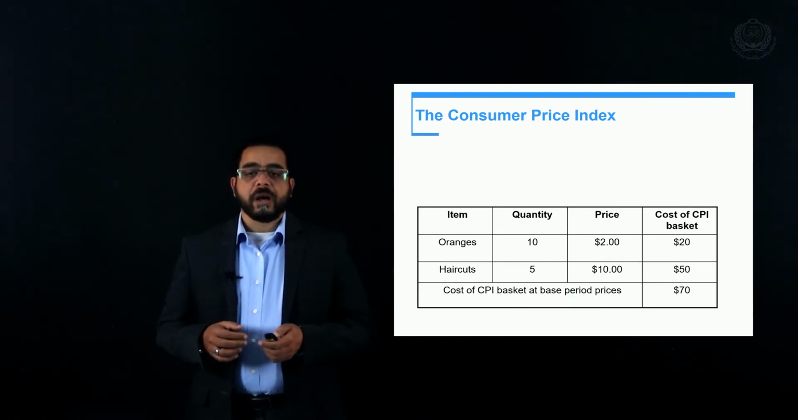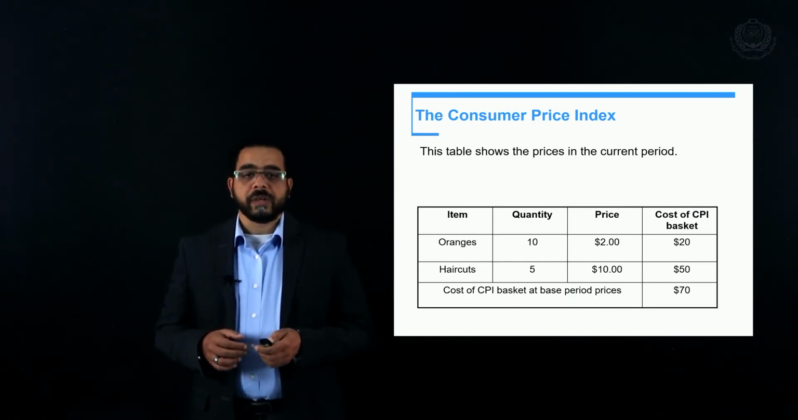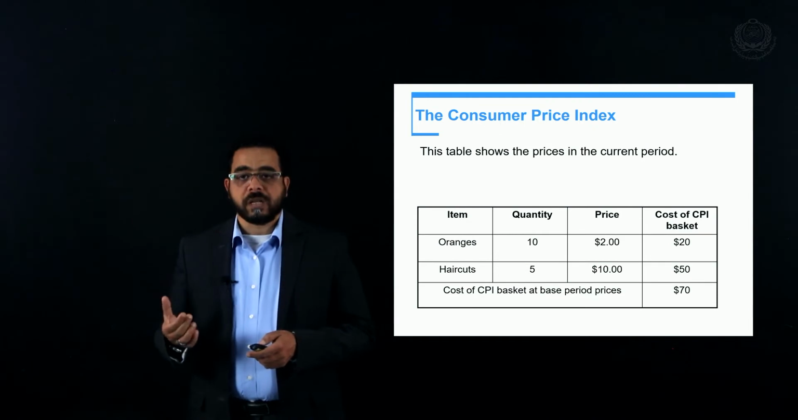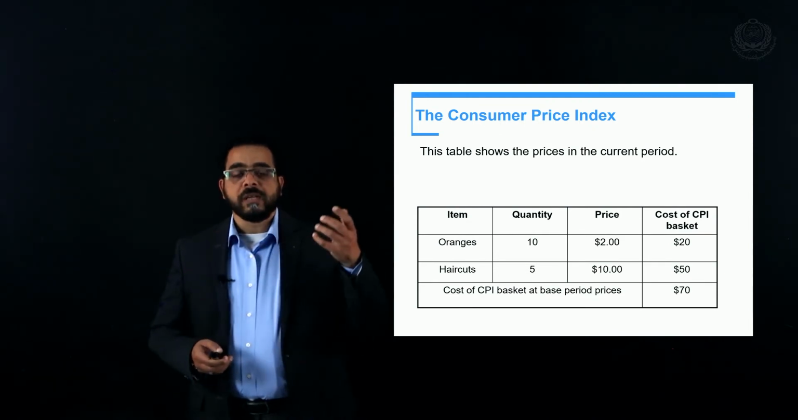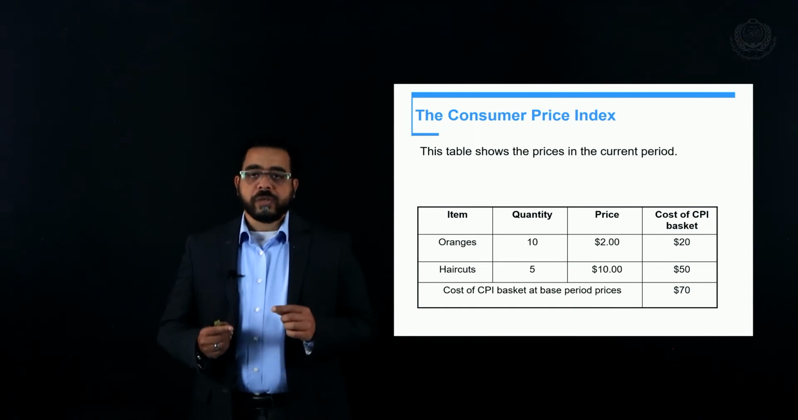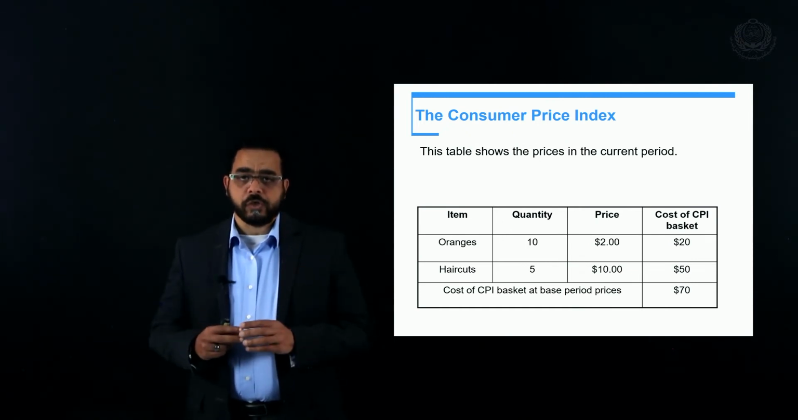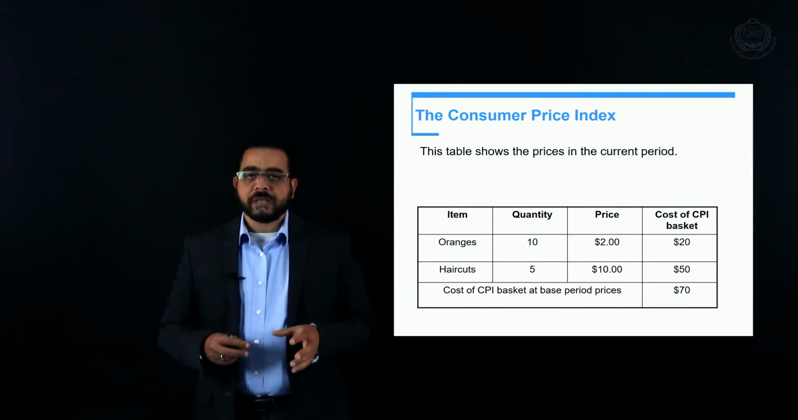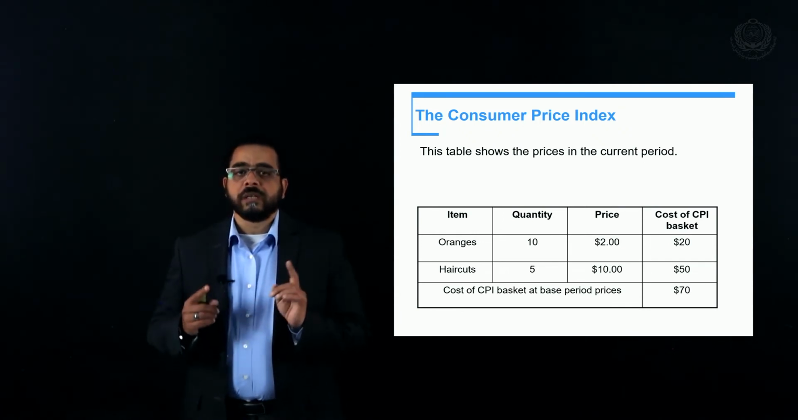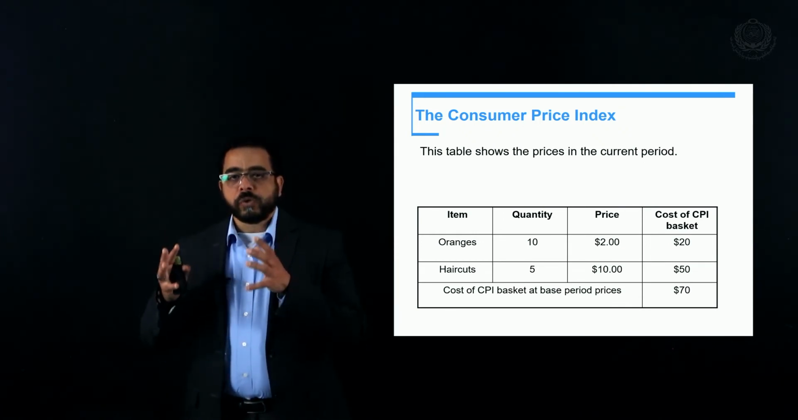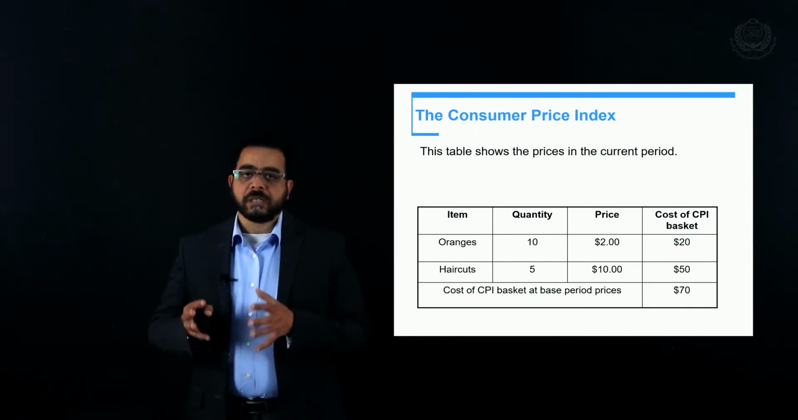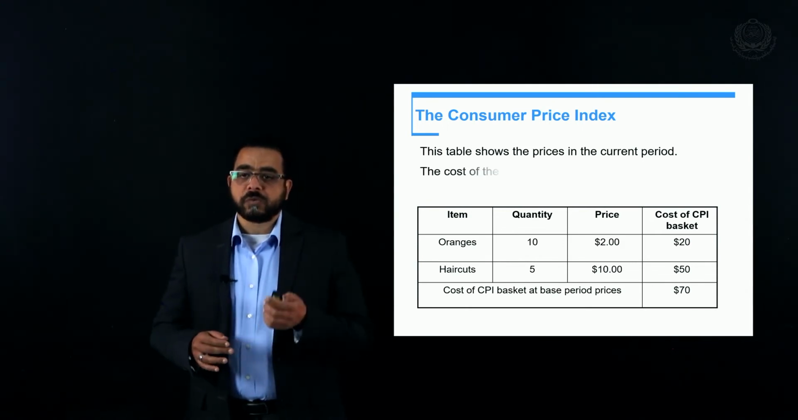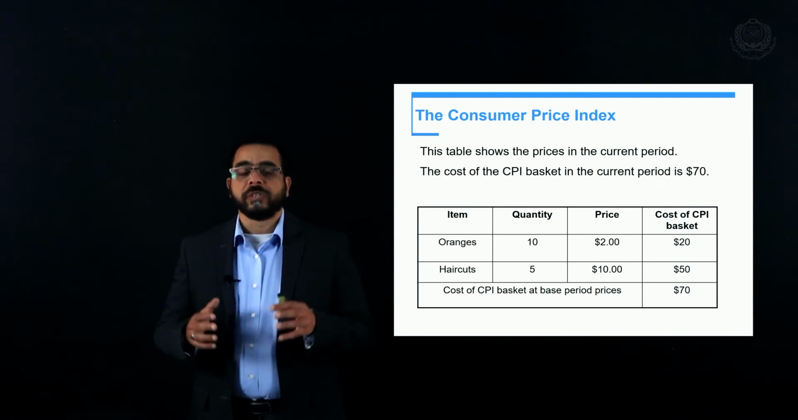Our coming step is to calculate this basket in the current period. So now we are in the current period. We moved from the base period. We use the same quantities, so the quantities are constant, and we are using the prices of the current period. So this is the opposite of the real GDP. In the real GDP, we fix the prices and let the quantities move. Here we are doing the other way around. We keep the quantities constant while we leave the prices to change. Calculating the cost of this basket, we'll find out that the basket in the current period equals 70.